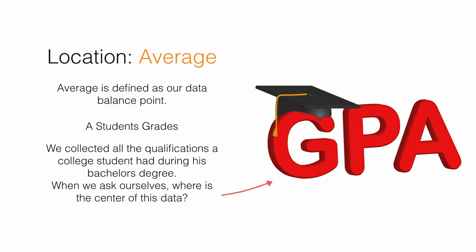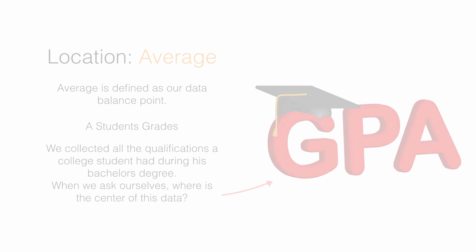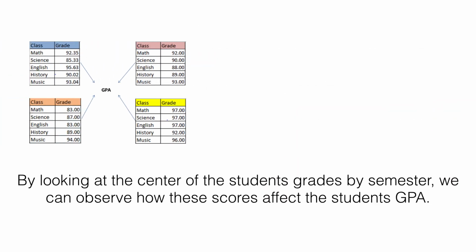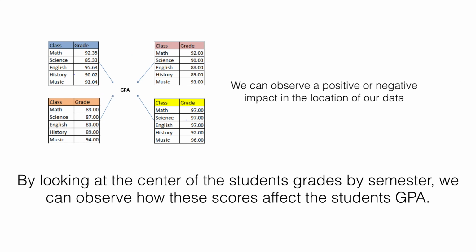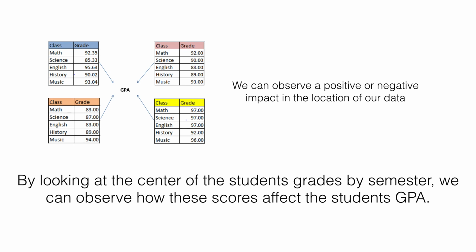We also would like to see the student's qualifications in each semester. By looking at the center of the student's grades by semester, it is evident how these scores affect the student's GPA. We can observe a positive or negative impact in the location of our data.